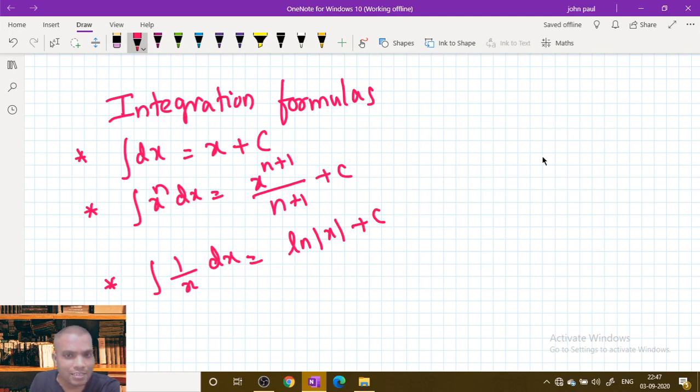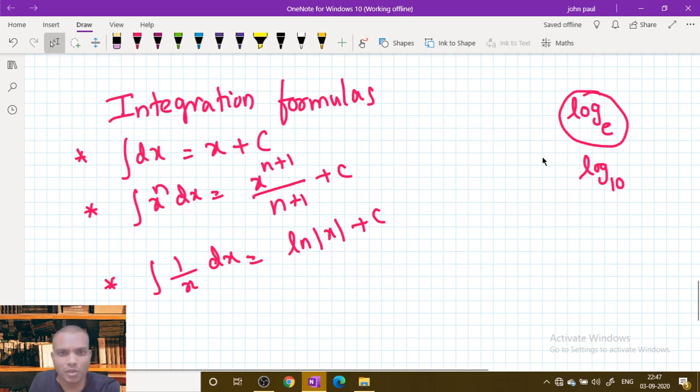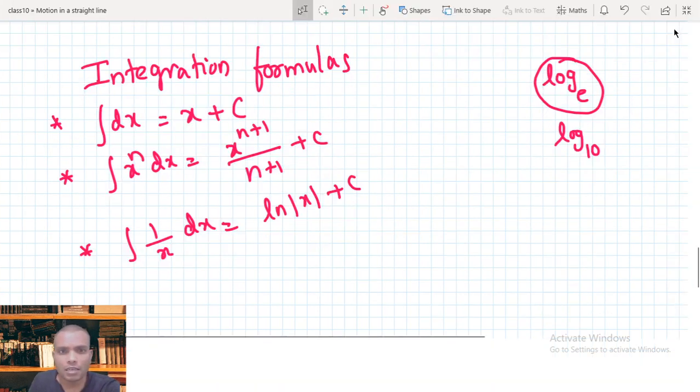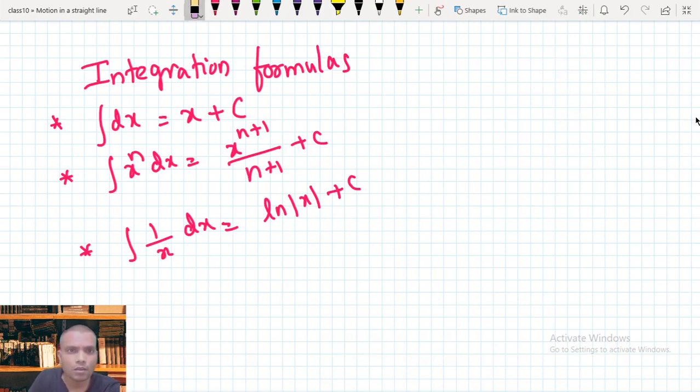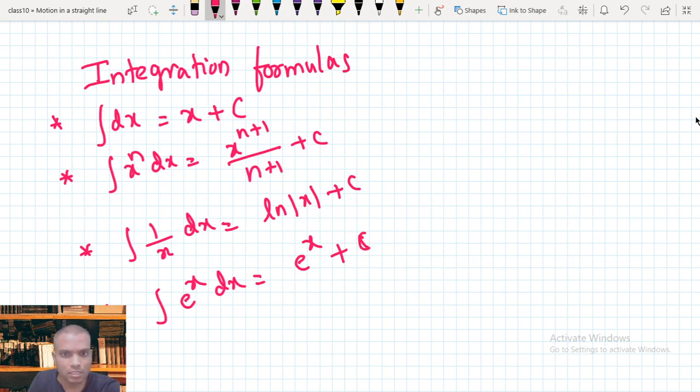Here ln stands for natural logarithm, or it is also known as log to the base e. Logarithms are of two kinds: log to the base 10, one category, and log to the base e. These are known as natural logarithms. So here ln stands for natural logarithm. And the next one, integral e power of x dx, which equals e power of x itself plus the integration constant c.